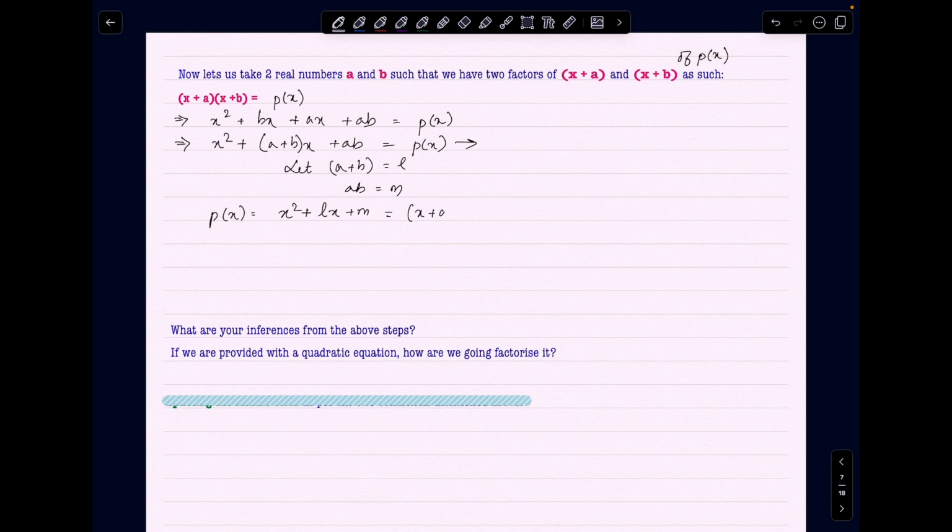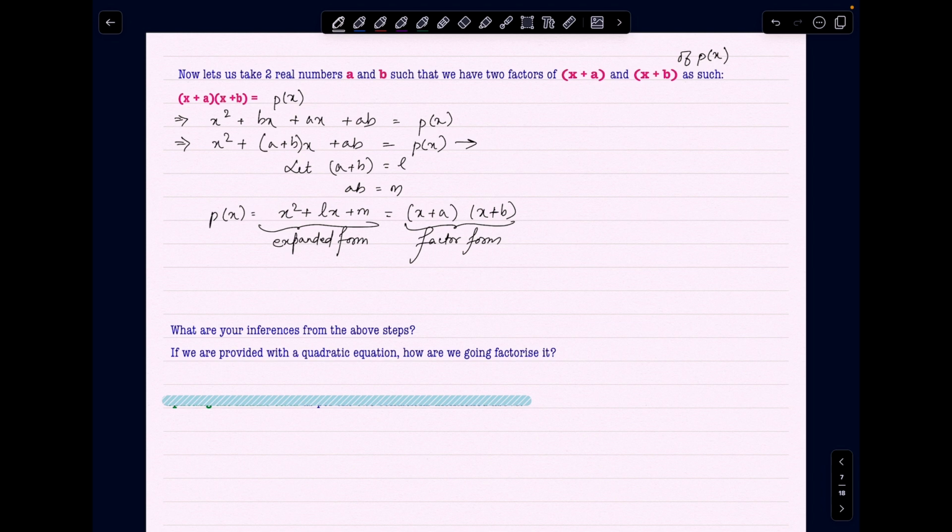(x plus a) into (x plus b). This is the expanded form: when you multiply all those factors, the resultant polynomial that you get is called the expanded form. And this is the factor form. All the terms are written in factors. Here we have multiplied all those factors to get the expanded form.